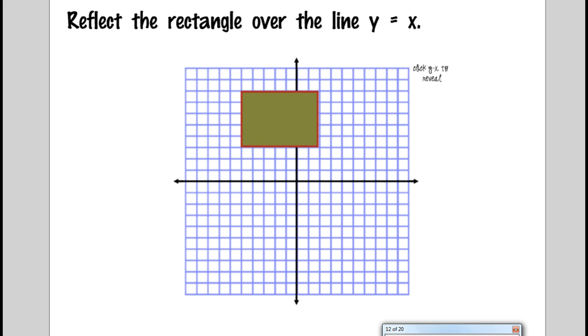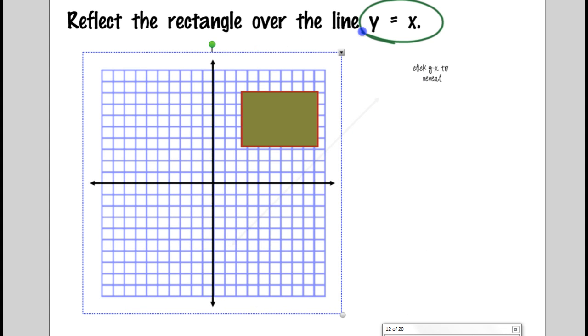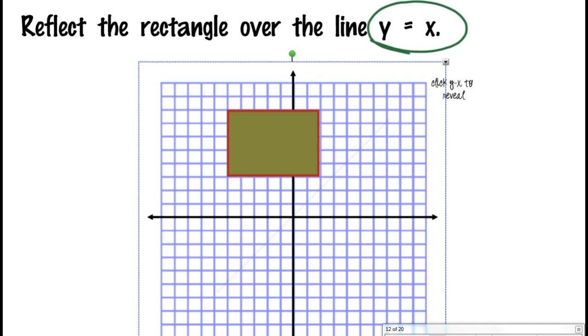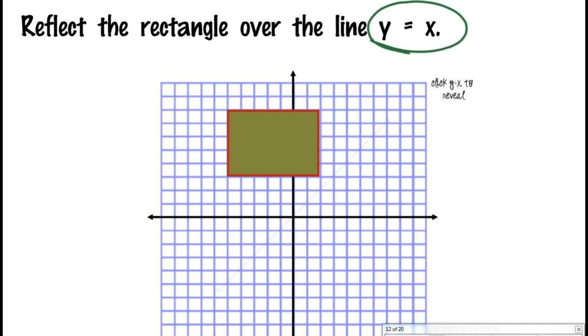Okay, this is the tricky one. This is the weird one. It says to reflect the rectangle over the line y equals x. We have to reflect it over that line. Go ahead and draw that line in. I had the line hidden, and I was going to click to reveal it, but I'll draw it with you guys. The line y equals x is the one that goes right through the middle, through all those intersections right there. Okay, so we're going to take this shape and flip it over that line.